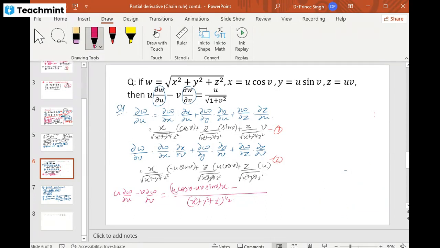Okay, plus y is there. Here we have u sin v, u sin v minus uv cos v. And here it is times y plus z times uv minus uv. So here the z coefficient is cancelled out. It means that here we are left with the terms of u and the coefficients of x and y only.